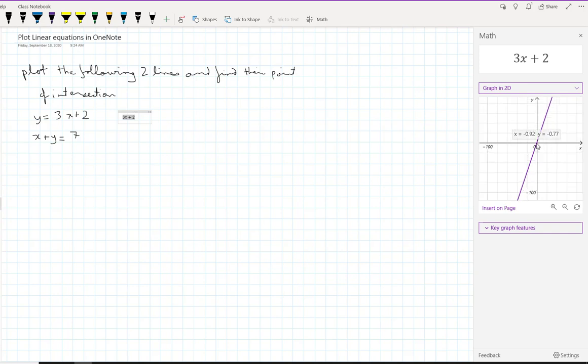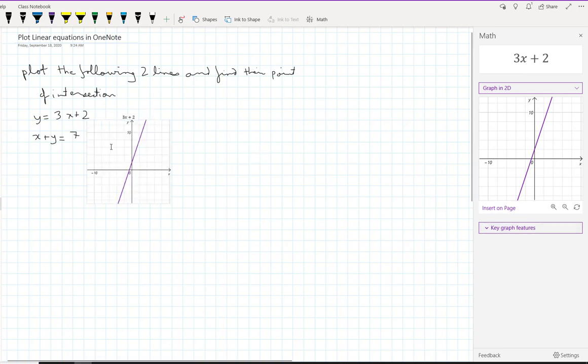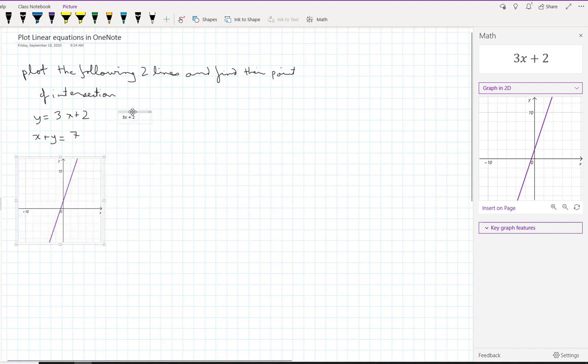We want to zoom in on it. We can zoom in to get the y-intercept, which of course is 2. That's where the line crosses the y-axis. And the slope we know is 3. So let's zoom out a little bit. I'm just going to center this and then insert on page. So that's y equals 3x plus 2. And I'll put the title here.